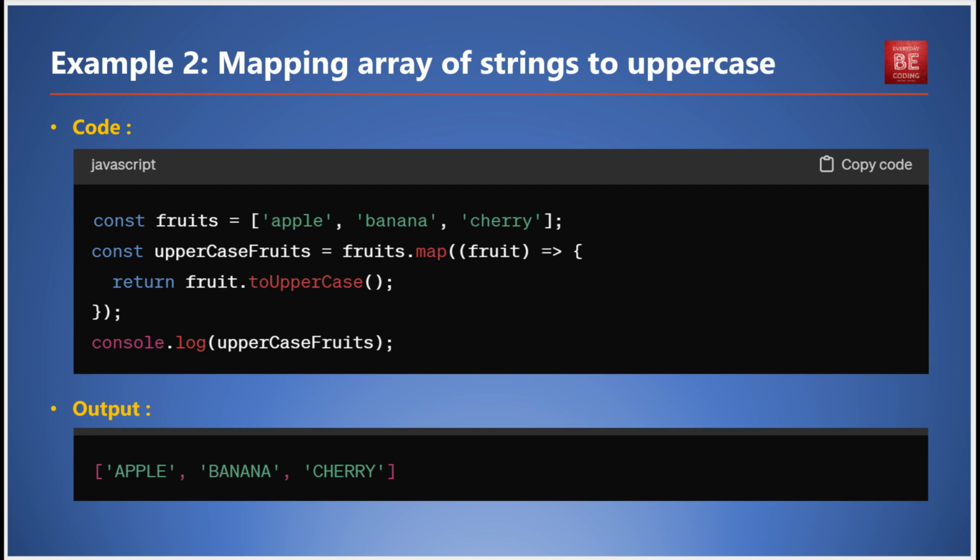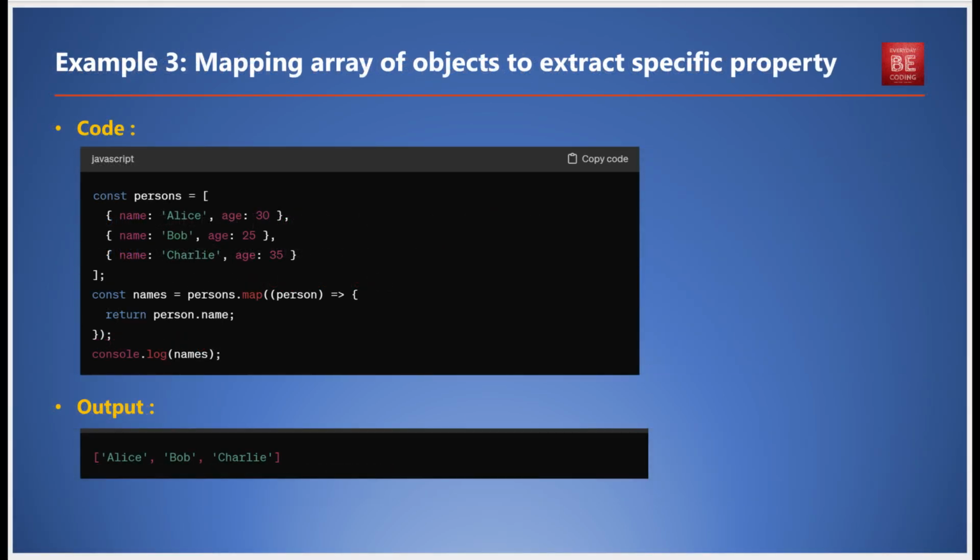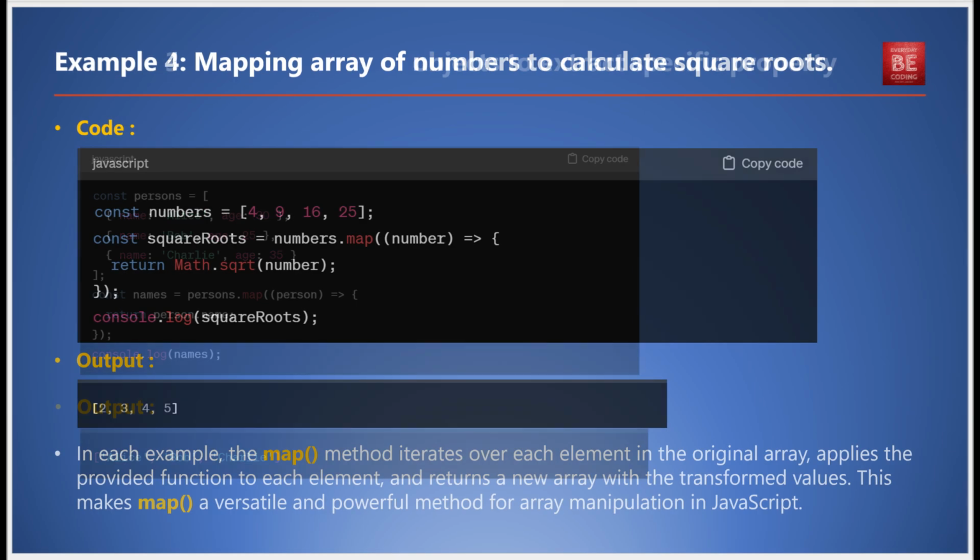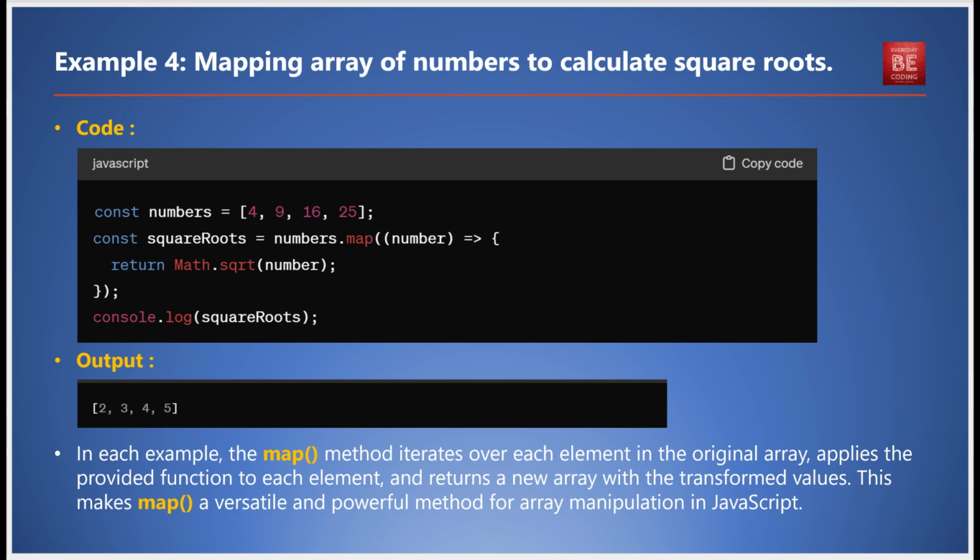The map method isn't only limited to arrays of numbers or strings, it can also be used with arrays of objects. Suppose we have an array of person objects, each with a name and age property, and we want to create a new array with just the names. The map method can help us achieve this. Finally, we can use the map method to calculate the square root of numbers in an array.